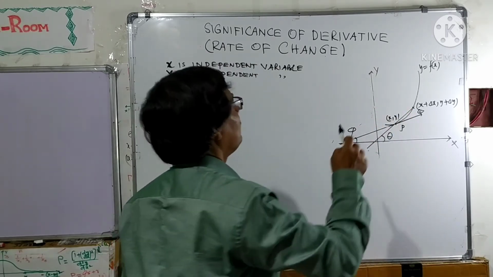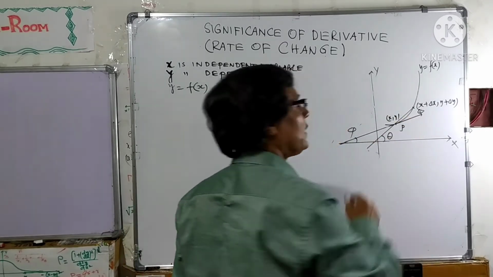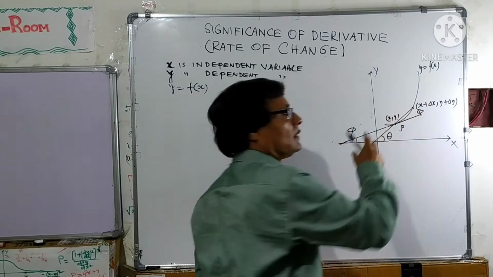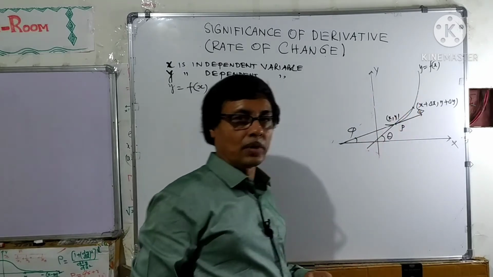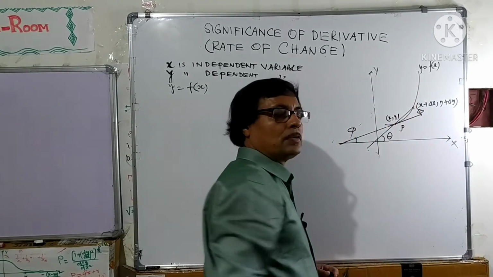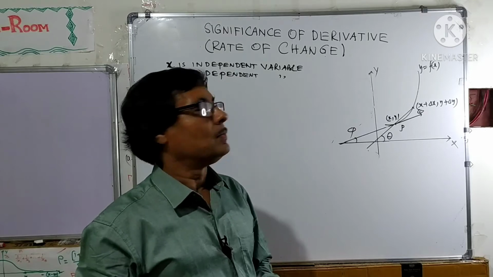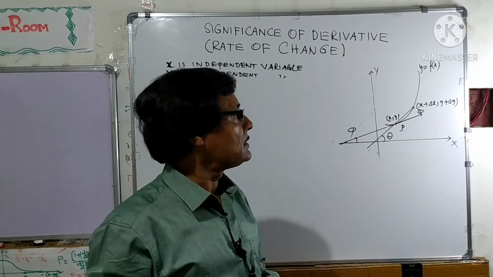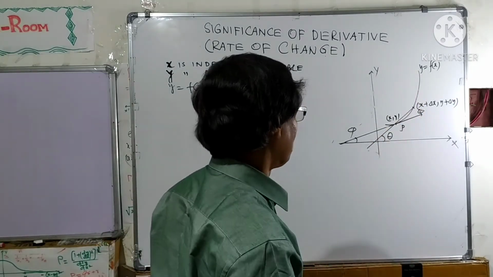Now we have also taken 2 points on this graph, one is (x, y) and the other is (x plus del x, y plus del y). These 2 points are very close to each other, that is, they are neighboring points. Del x and del y are infinitesimally small.